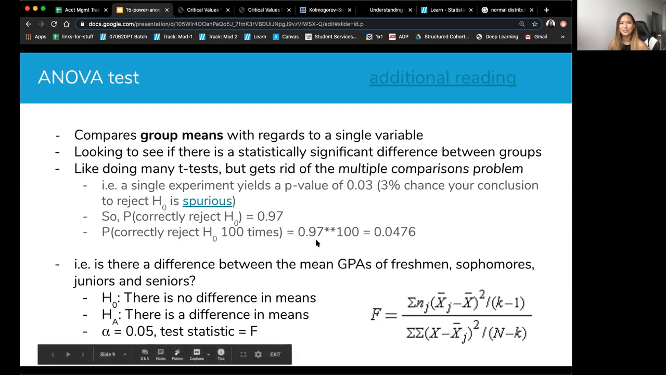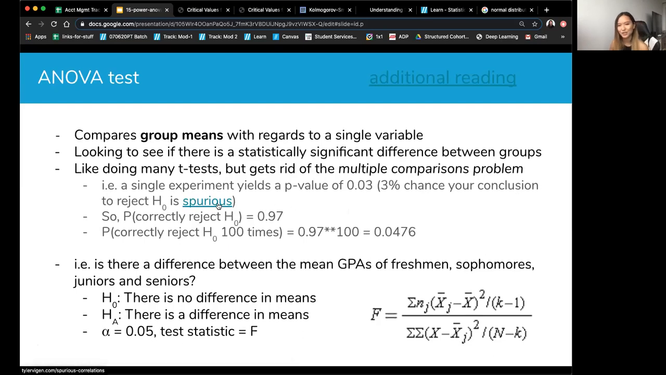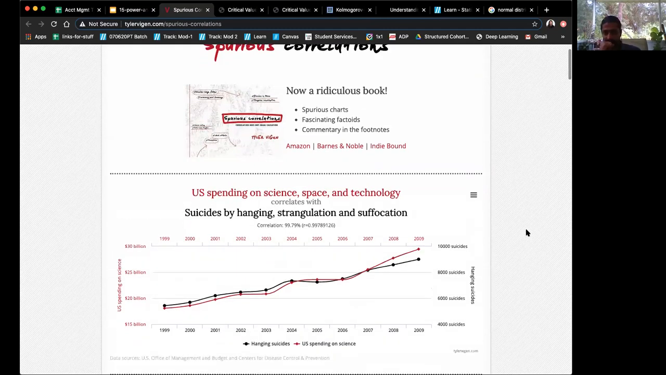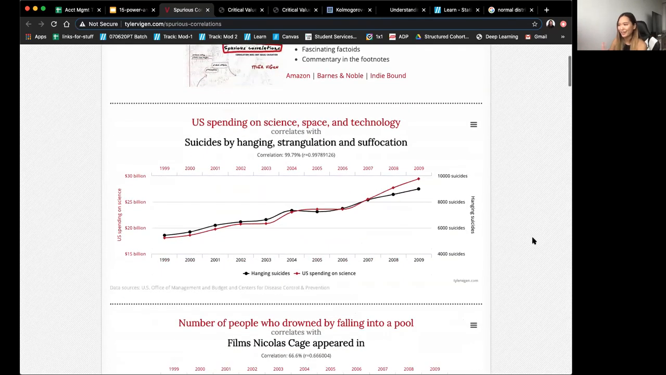Something that I also wanted to show is spurious correlations. I don't know if anyone's heard the term, but there's this pretty fun website that shows things that are correlated but have zero relationship with each other, if anyone is familiar with the phrase correlation is not causation.